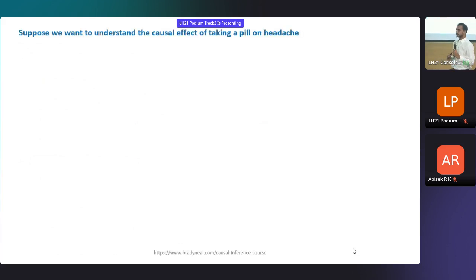Suppose you have a headache, and you take a pill, a medicine for the headache, and you observe that your headache is gone after some time. How do you say that it is the pill that caused the headache to go away? How can you say that the medicine you took has a causal effect on the headache? To understand this, we need to know what potential outcomes are. Here in this example, the treatment is taking a pill, and the outcome is whether the headache went away or not. Potential outcomes are the possible outcomes for each of the treatment levels.